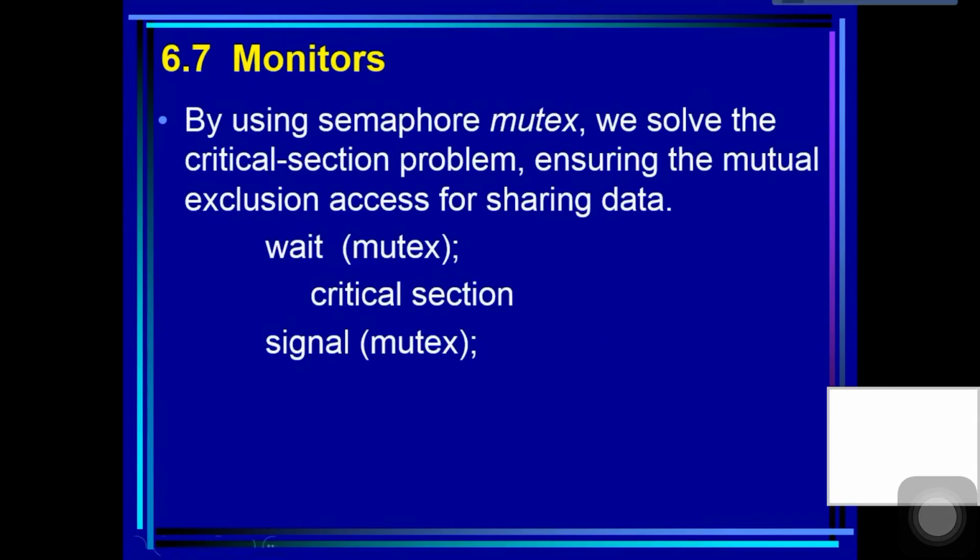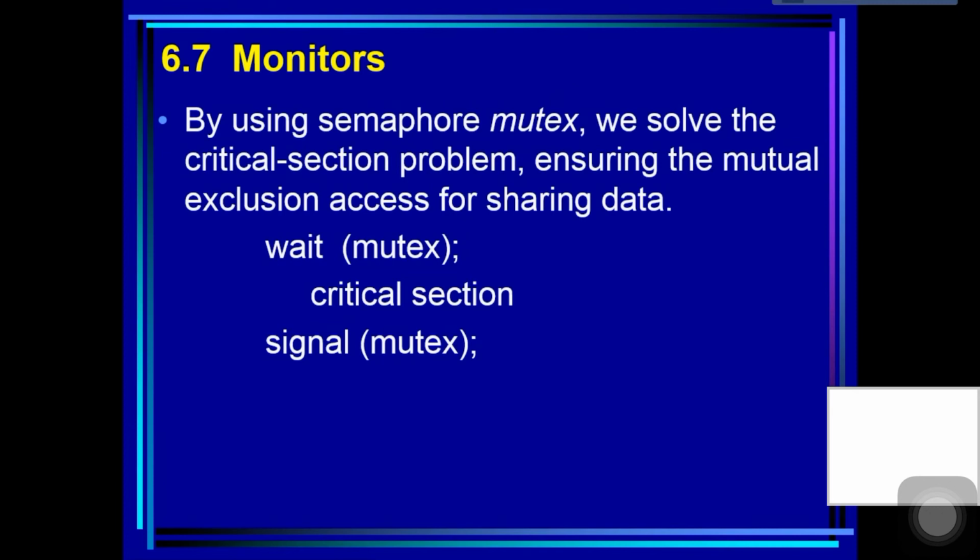7. Monitors. By using the semaphore mutex, we solve the critical section problem, ensuring mutual exclusion for sharing data. We know that we use the mutual exclusion semaphore in this way. First, we use wait(mutex). That means the application process requires the resource from the system.